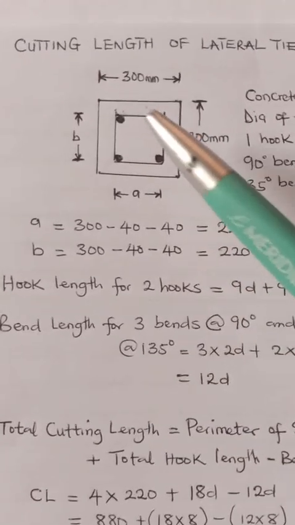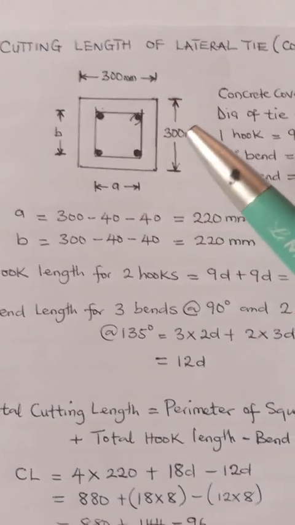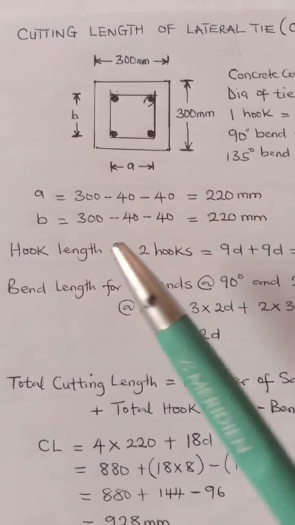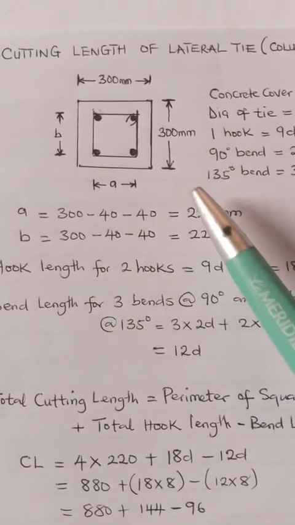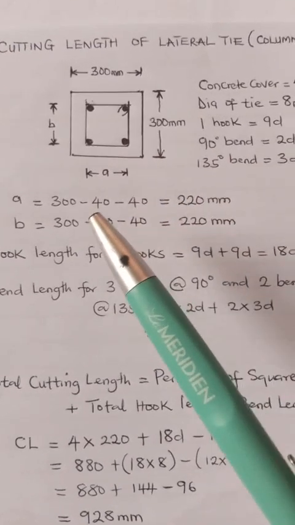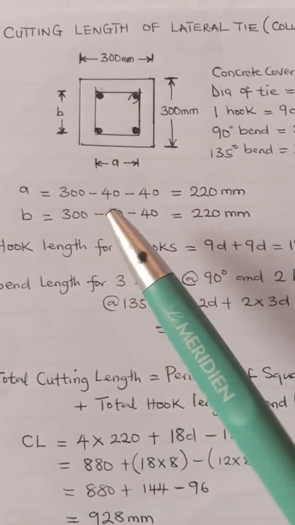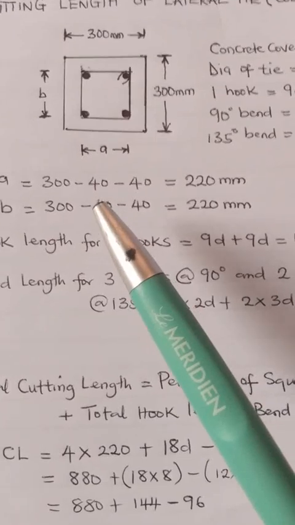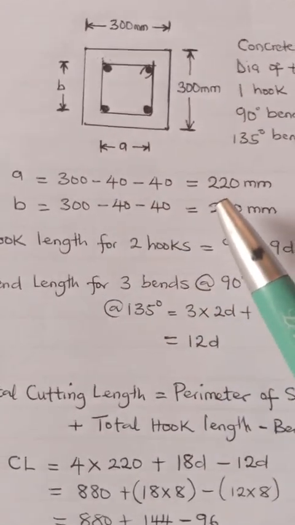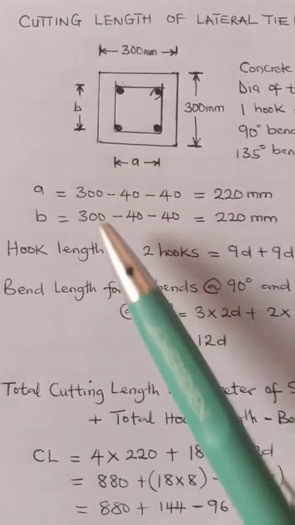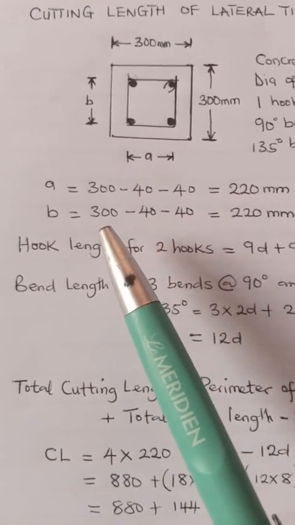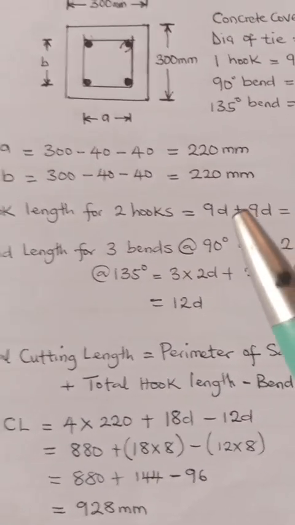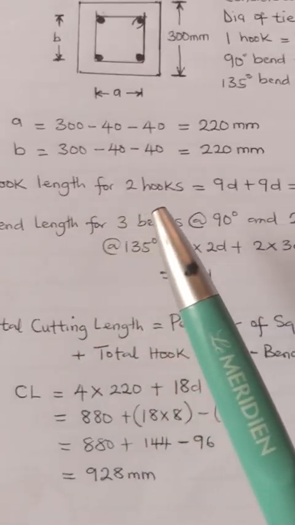So if you look at this diagram, we have the length and the breadth, it is a square column, so 300 by 300. We have B here unknown, we have A here unknown. So A is equal to the overall length of the column, 300. So we minus the concrete cover for both sides, so 300 minus 40 minus 40, that will give us 220 mm. So for the B side as well, since they are the same, we have 300 minus 40 minus 40, which is 220 millimeters.